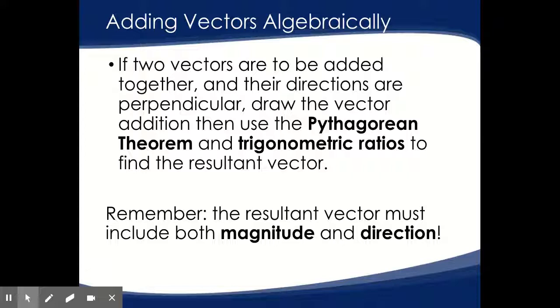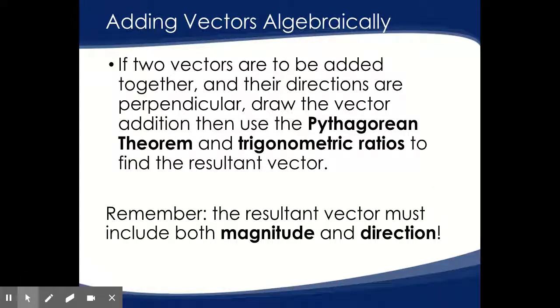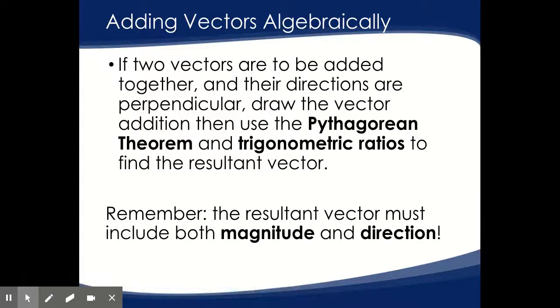So if two vectors are going to be added together and they're perpendicular, so if you have a 90-degree angle, we're going to use the Pythagorean theorem and trig to solve for that. So these are pretty simple. They're pretty straightforward, as long as you remember SOHCAHTOA and the Pythagorean theorem. So remember, our resultant vector has to include a magnitude and a direction. So even though you're solving these mathematically, we still have to go back in and note that there's a unit and a direction with that.